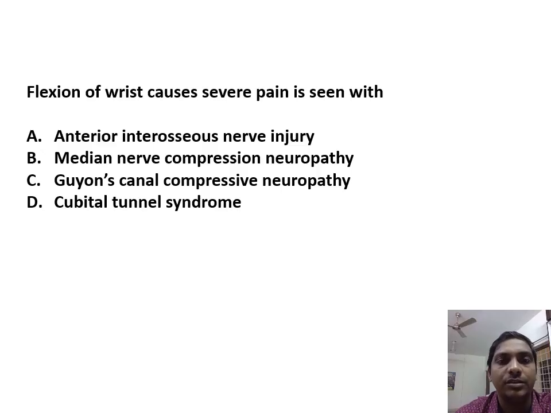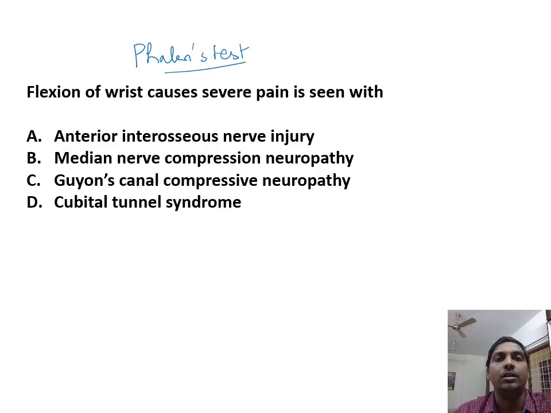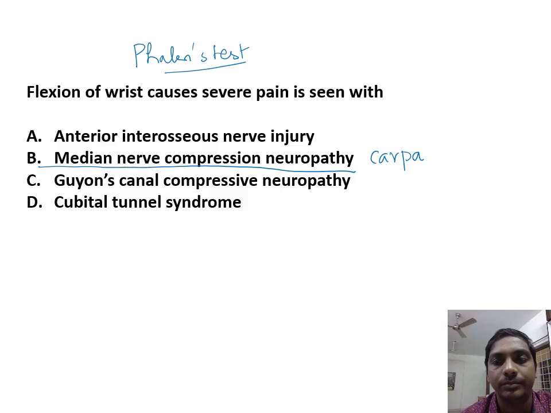Flexion of the wrist causes severe pain. This is seen with flexion of the wrist. This is a test called Phalen's test. When flexion of the wrist causes pain, that indicates carpal tunnel syndrome. Carpal tunnel syndrome is a median nerve compression neuropathy.